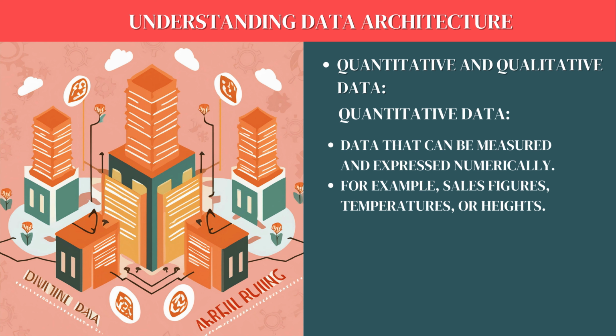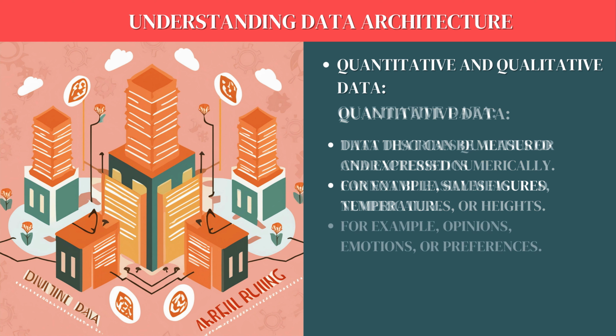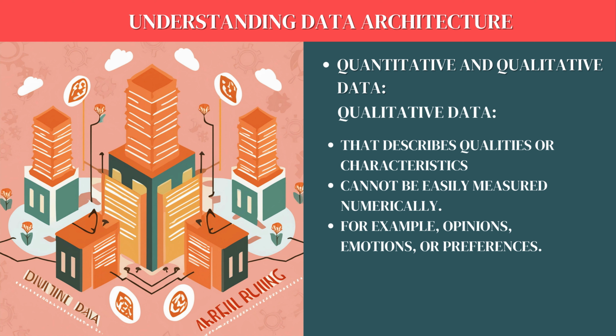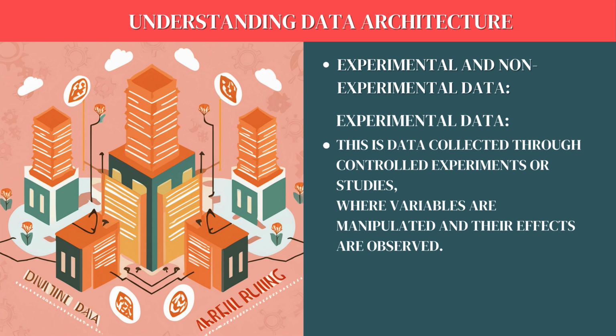Quantitative and qualitative data. Quantitative data is data that can be measured and expressed numerically. For example, sales figures, temperatures, or heights. Qualitative data is data that describes qualities or characteristics and cannot be easily measured numerically. For example, opinions, emotions, or preferences.